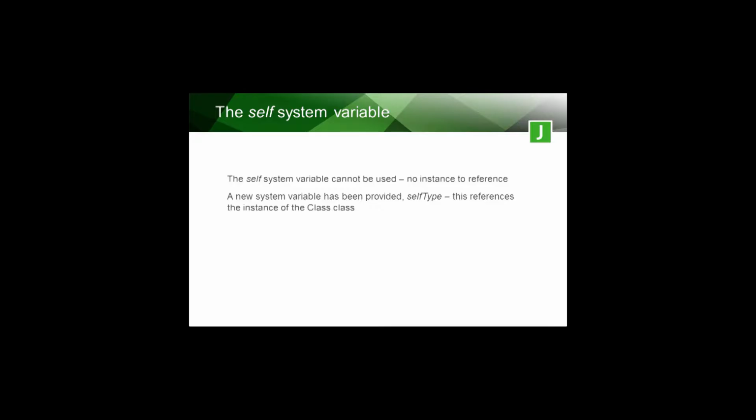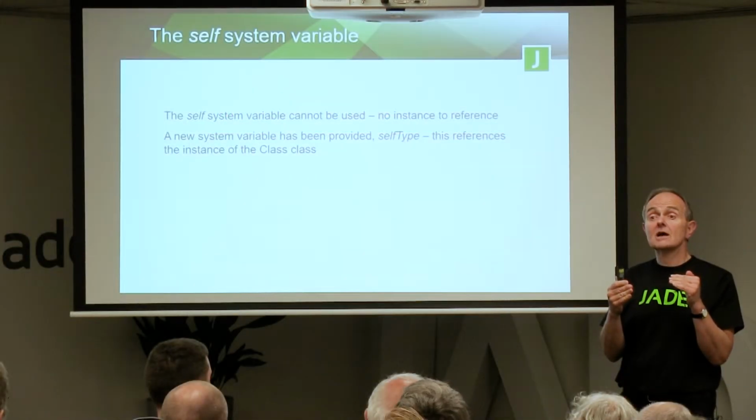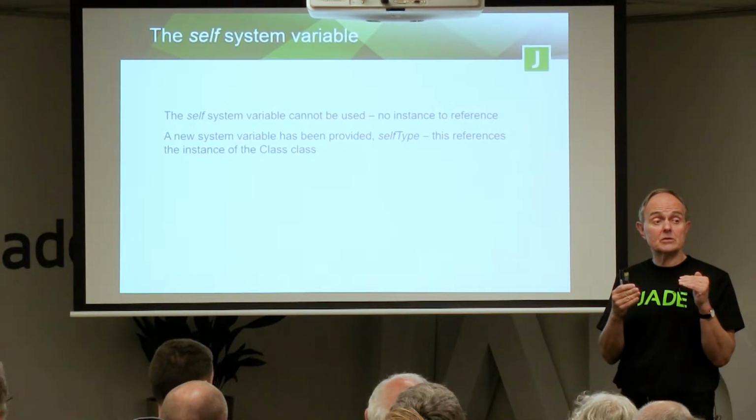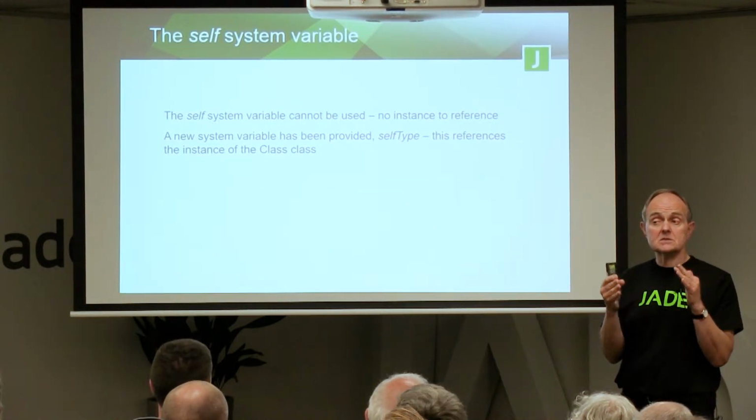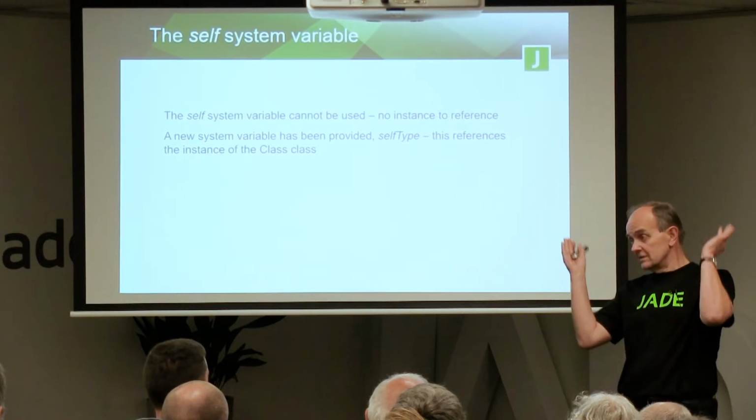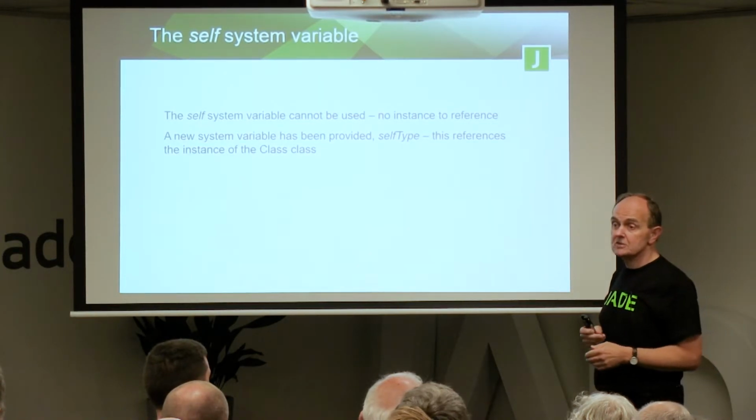But what we have done is created a new system variable called self type, which will then reference the instance of the class that you're dealing with. So it's the instance of the class for, let's say, C1. That's the one you're going to be referencing with self type.